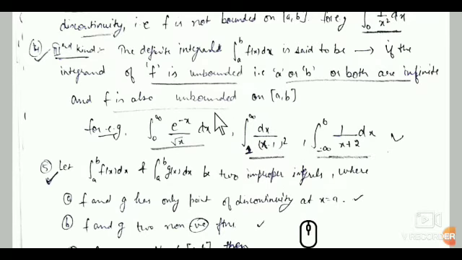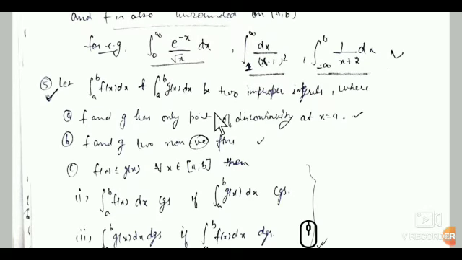For example, 0 to infinity e to the power minus x under root x dx. Here the discontinuity is at 0 and the interval is also unbounded. Second example is 1 to infinity of 1 upon (x minus 1) whole square dx. So 1 is a discontinuity point and the interval is also unbounded. The third example is minus infinity to 0. Here minus 2 is the discontinuity point and the interval you can see is also unbounded.